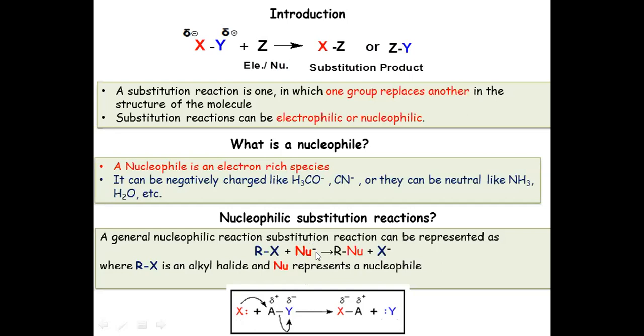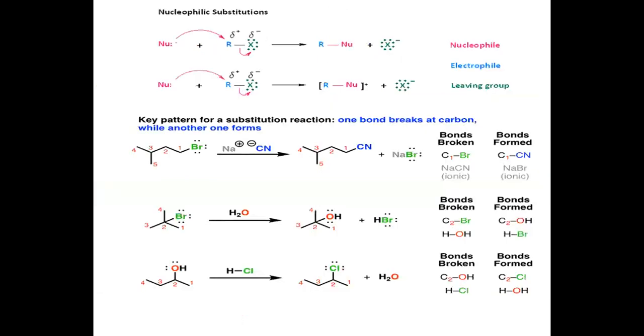X by the nucleophile. Here we have shown the mechanism. In short, if X is a nucleophile, it will donate its electrons to the positively charged center over here, A, and if it forms a bond with A, then Y has to leave this substrate. So Y becomes a leaving group and you get a substitution product over here. Now Y is replaced by X. This is how a general nucleophilic substitution reaction can be represented.